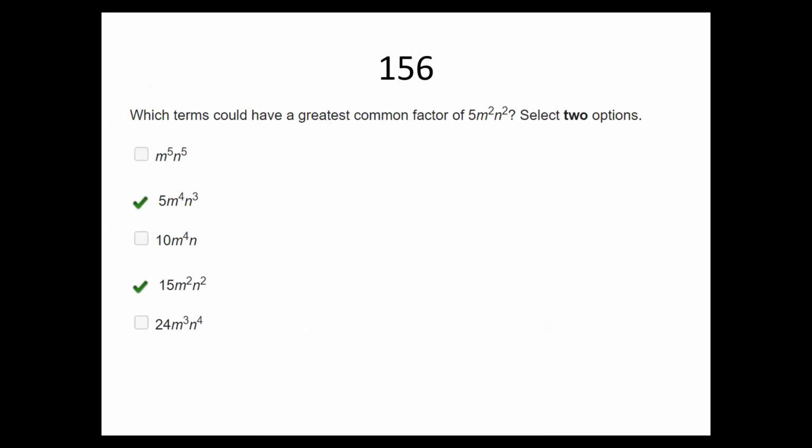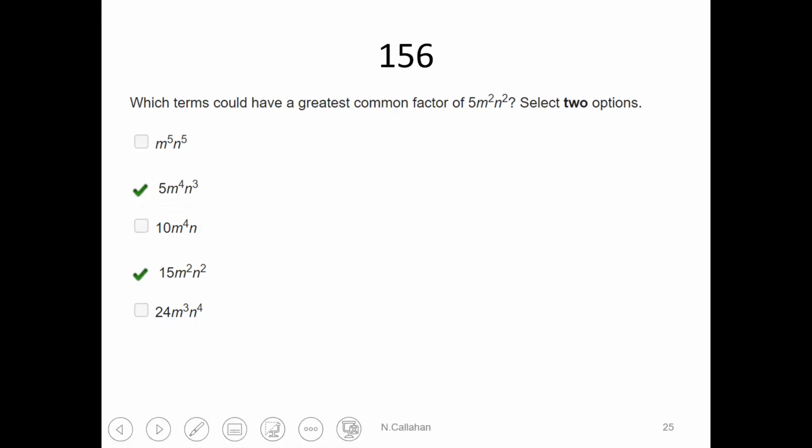If you look at this question right here, you don't just have one answer, you have several different answers. It says select 2 options. So obviously there is more than one answer. There are 2 different answers here that are deemed accurate.